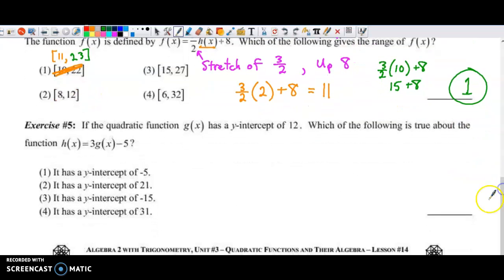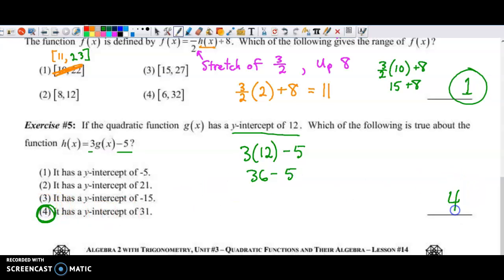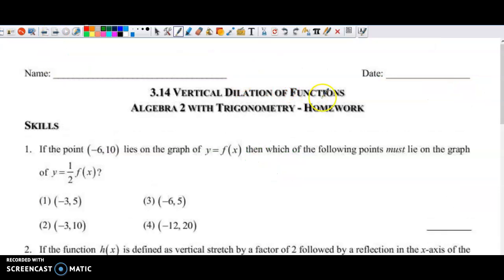And then the next one, we have a quadratic that has a y-intercept of 12, and then if we triple that function and subtract 5, we can find out where its new y-intercept is. And we're going to follow through that process. 3 times 12, and then minus 5. So 36 minus 5 gave me an answer of 31. Option 4. And hopefully now you are ready for your homework.